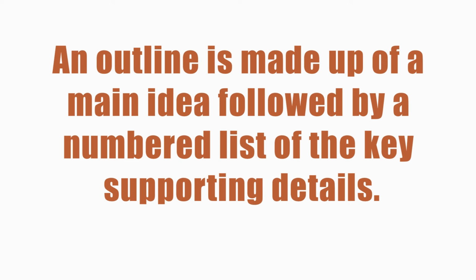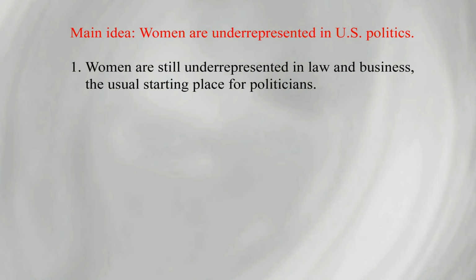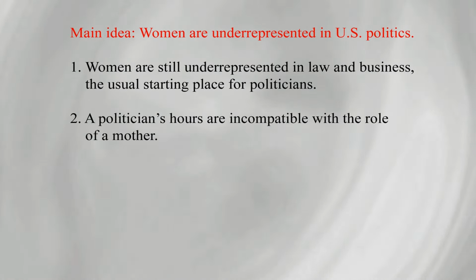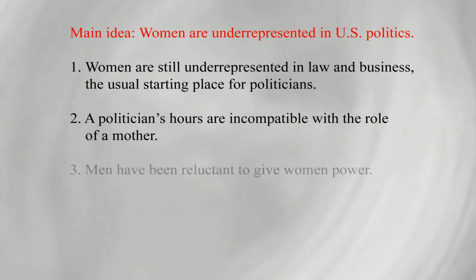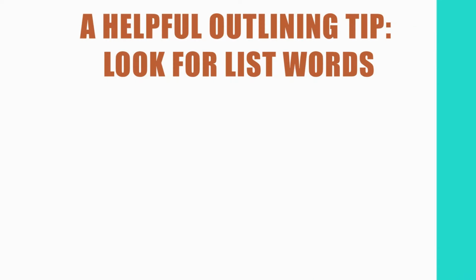Here is an outline of the paragraph about women. The main idea is that women are underrepresented in U.S. politics. The first reason is that women are still underrepresented in law and business, the usual starting place for politicians. The second reason is that a politician's hours are incompatible with the role of a mother. The third reason is that men have been reluctant to give women power. Now let's look at a helpful outlining tip.